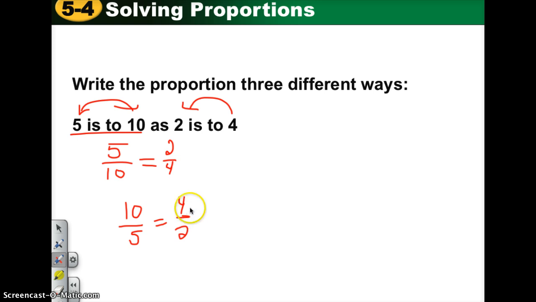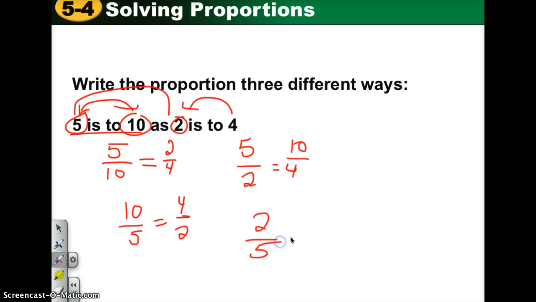Okay, there's another way I could do this. I could match up the 5 and the 2 because those are both the first numbers written. And then across from the 5 I would put the 10, and across from the 2 I'd put the 4. To go the extra mile, I could take this and flip that around. 2 over 5, 4 over 10. Look at that, I did 4 ways.